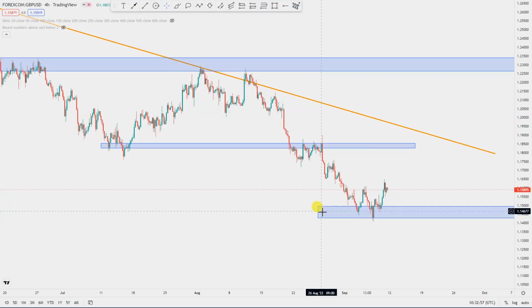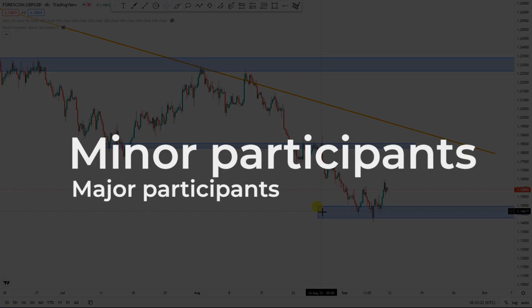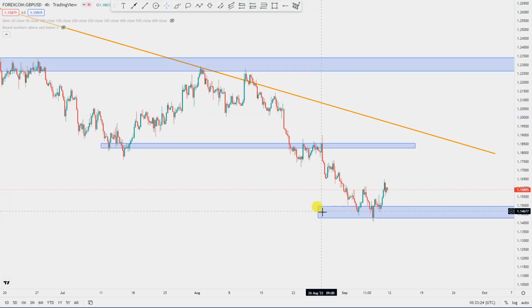Since transactions are basically done over the counter, as I mentioned in the previous video, there is no central exchange to practically trade on, because all these transactions are over the counter. Execution price will always vary. Now, this is how the market works. There are major participants and then there are minor participants, for lack of a better word.